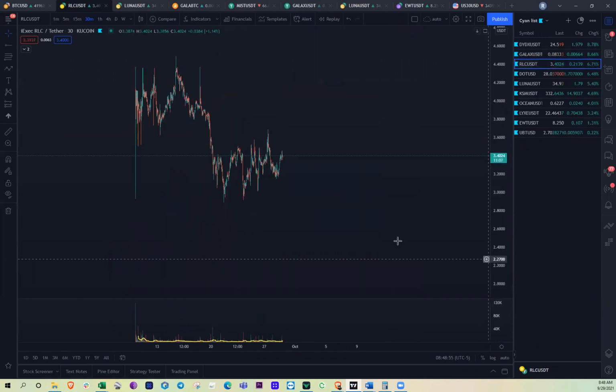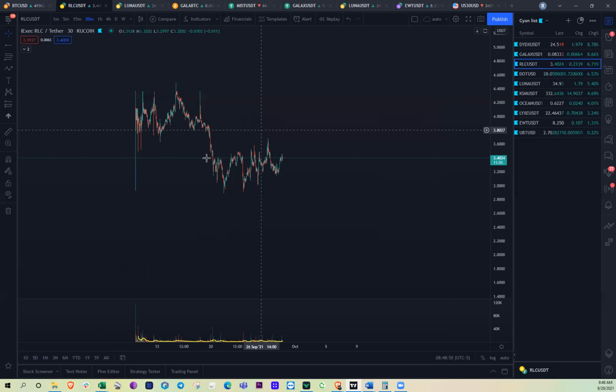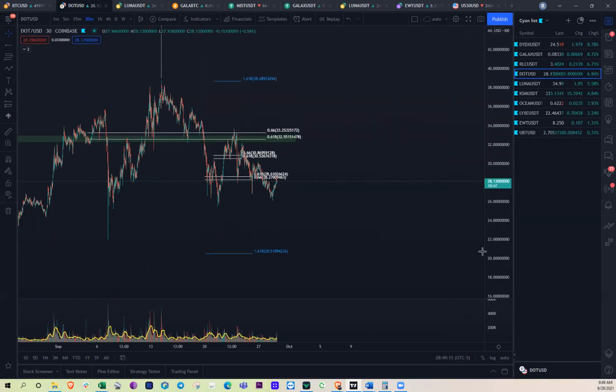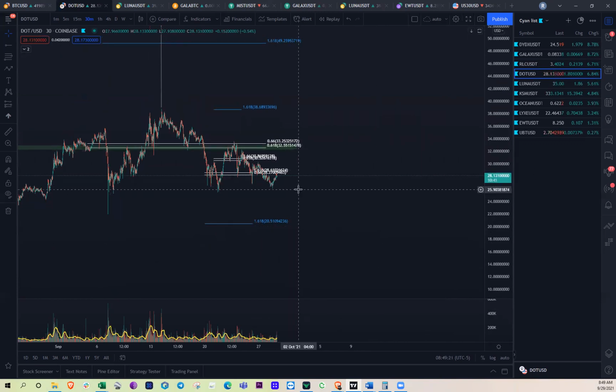RLC. I didn't do much analysis on this because we're still in the relative range of that buy zone. We haven't even broken past that all-time high yet. So anything down here is a good buy on RLC. Polkadot did have its pullback, which is good in my opinion, because I get to load up some more at these lower levels. $25 seems to be a nice support. If you could get it anywhere between 20 and 25, I think that's a solid entry.